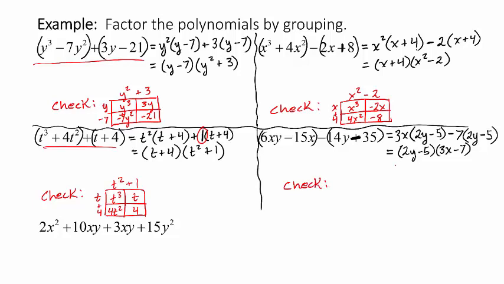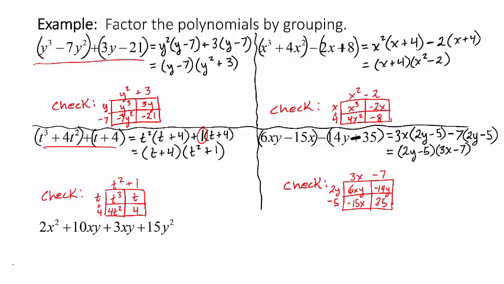again, foiling works too. Just showing you another method here. So if I've got 2y minus 5 on one side and 3x minus 7 on the other, 3x times 2y is 6xy. 3x times negative 5 is minus 15x. Negative 7 times 2y is minus 14y. And negative 7 times negative 5 is 35. Right? So when we multiply those two together, we get 6xy minus 15x minus 14y plus 35.